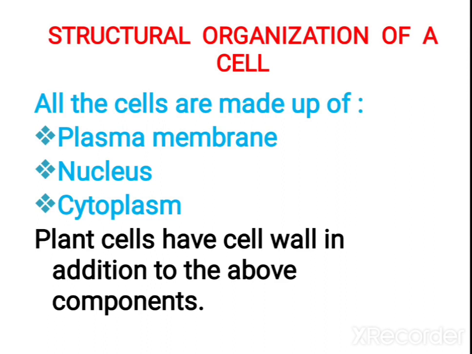All cells are made up of plasma membrane, nucleus and cytoplasm. Okay children, you have to remember these three: plasma membrane, nucleus and cytoplasm. When you observe the plant cells, also they have all three structures, but they have one extra structure called cell wall. Animal cells, they don't have cell wall.